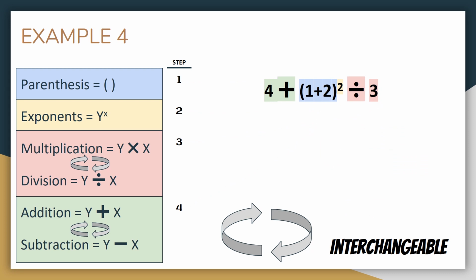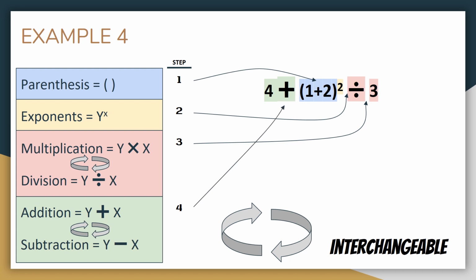Okay, so on this slide you have the problem set that says 4 plus, open parentheses, 1 plus 2, close parentheses, to the power of 2, divided by 3. There's a lot going on in there, okay? But again, we're just going to follow the PEMDAS system. So right here, you're going to see we got the 1 plus 2. We have the exponents. We have a division, and we got an addition, all right?